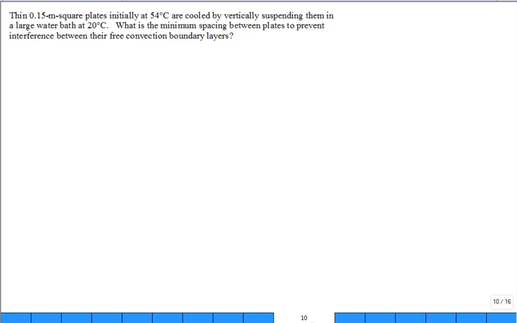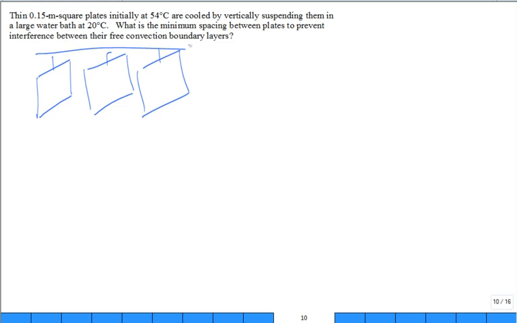Let's solve a problem. We have a thin 0.5 meter square plate, and we have multiple of them. So here they are, they come out like this, and there's another one like this, and another one like this. They're coming out on a conveyor belt out of manufacturing, where they're initially at 54 degrees C, but they're cooled. They're vertically suspended, and they're vertically moving through, I don't know how you're going to do this, a large water bath that's 20 degrees C, and it's not being disturbed by the movement of the plates, so it's quiescent. The water is going to sit there far away from the plates and not move.